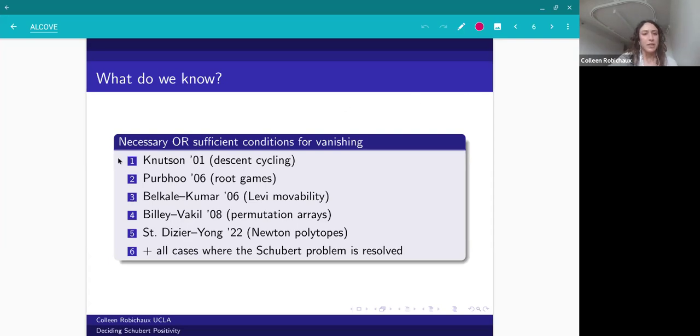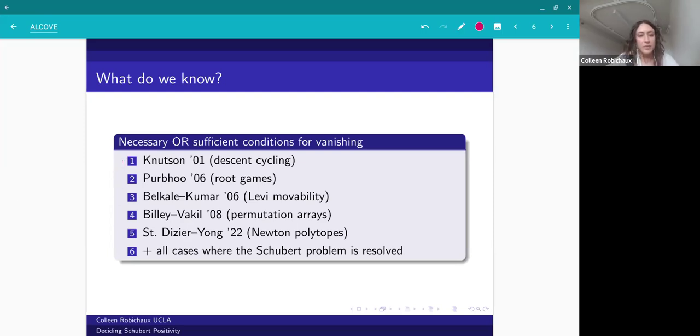Okay, but these, just to give a bit of context into the flavor of these, so this first rule of Knutson in terms of descent cycling and Kevin Purbhoo's in terms of root games, these are looking at the structure of the permutations themselves. And just from these permutations, you might look at some of their inversions, things like this, to in some cases be able to predict that the coefficient should be positive, in some cases predicting that the coefficient has to be 0.